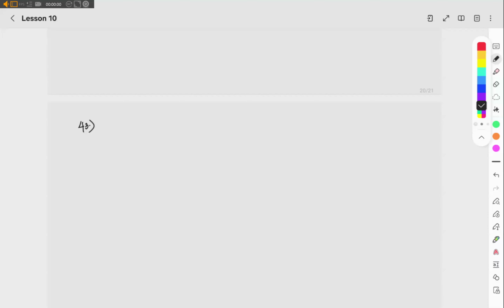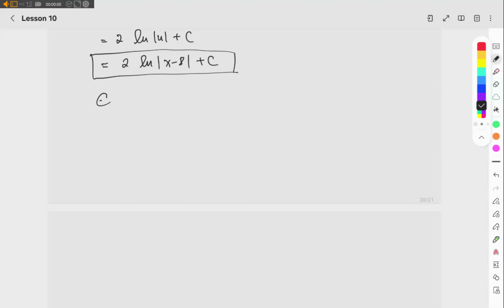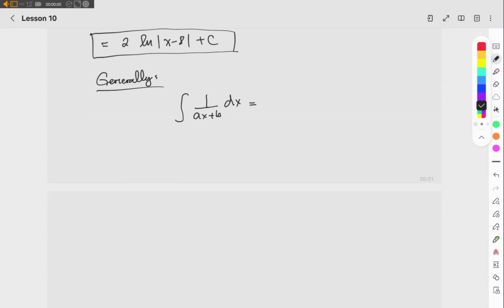Generally, if you have an integral of 1 over ax plus b dx, the answer is 1 over a times ln of ax plus b plus the constant of integration. So that's simply the general formula for that.